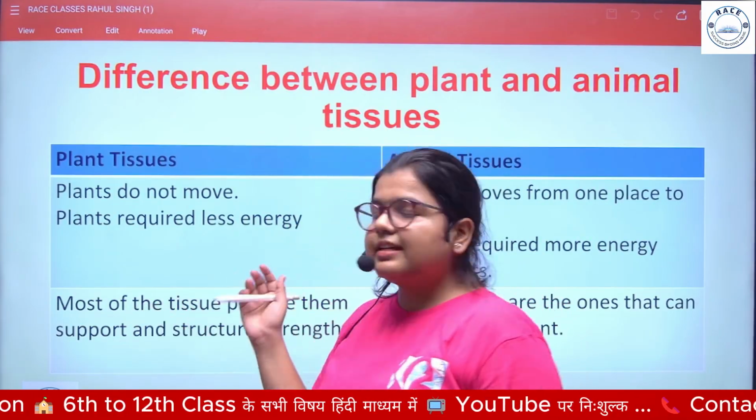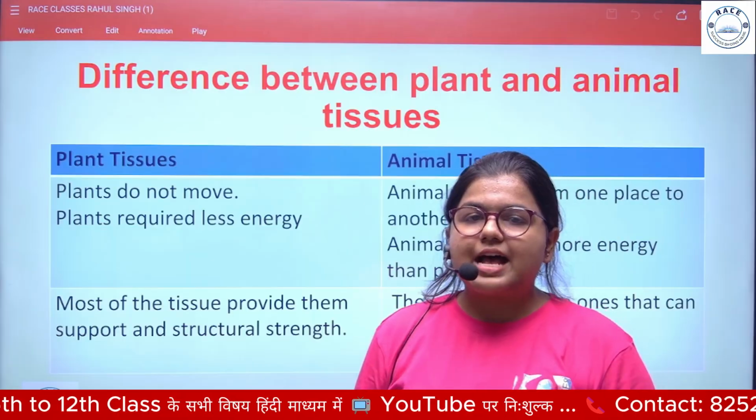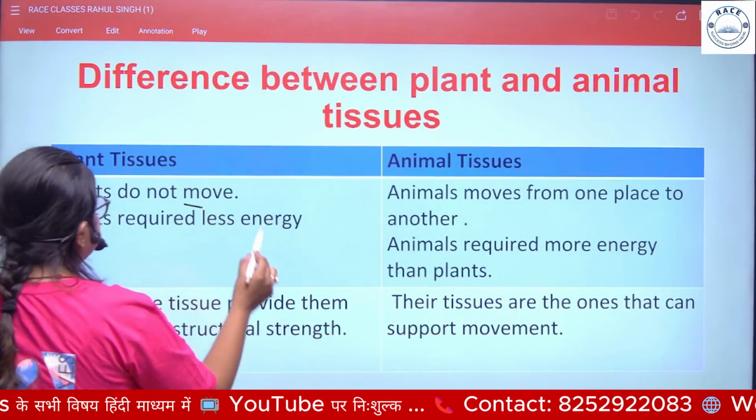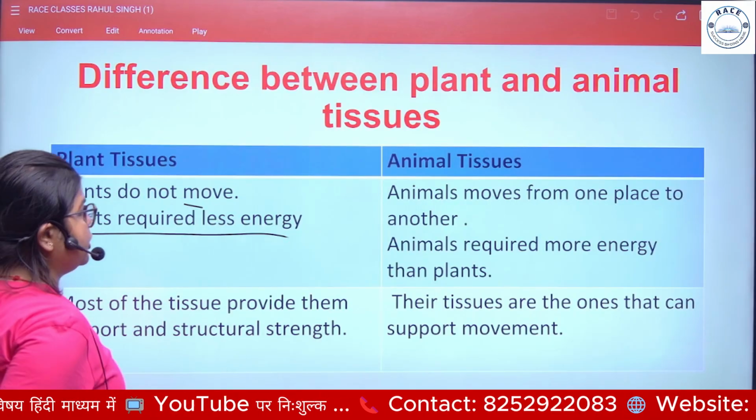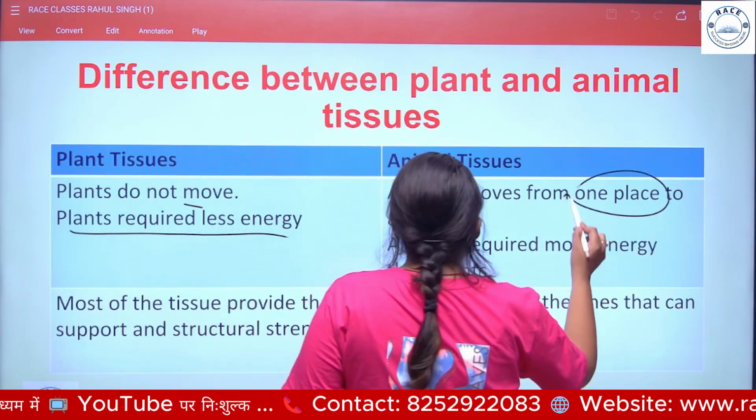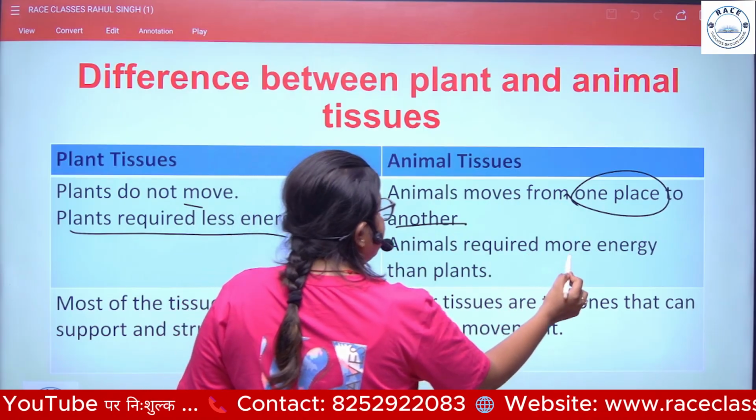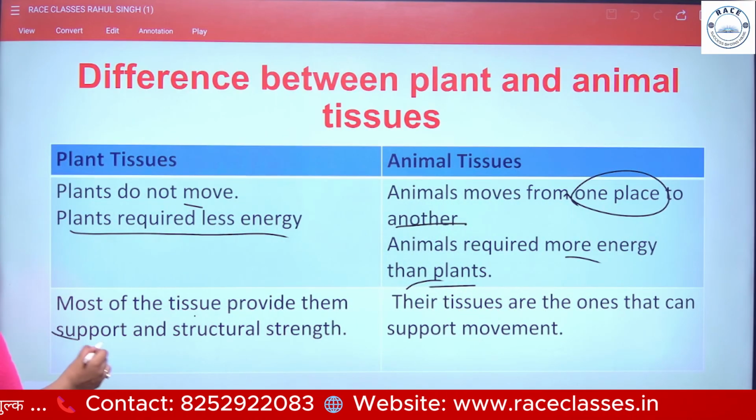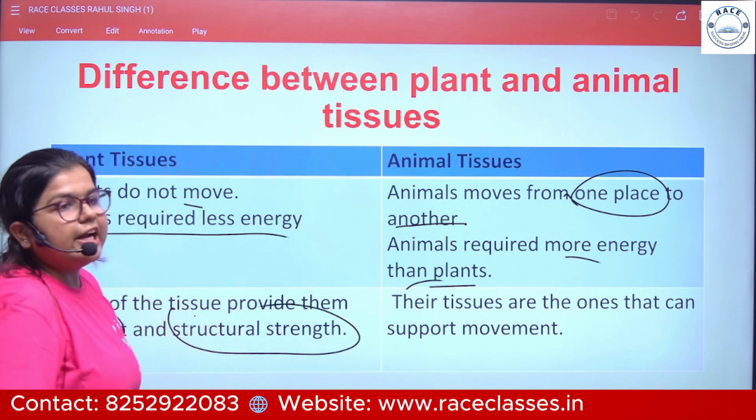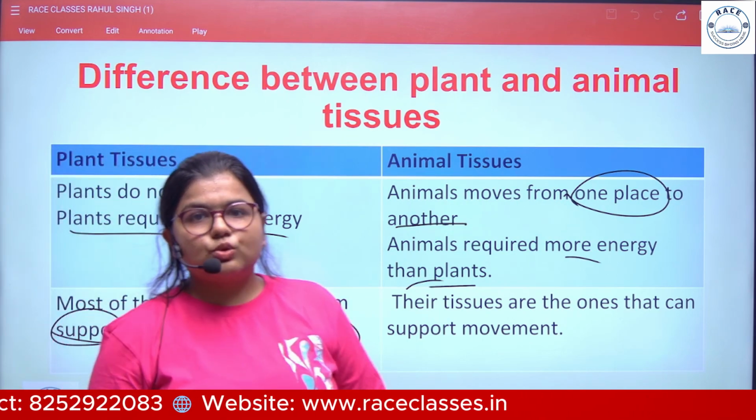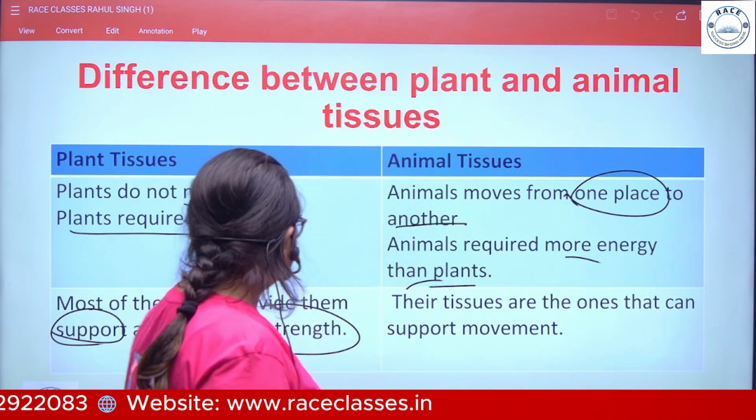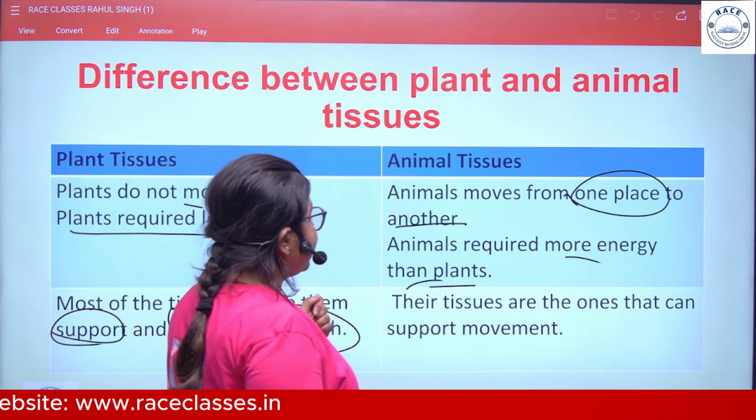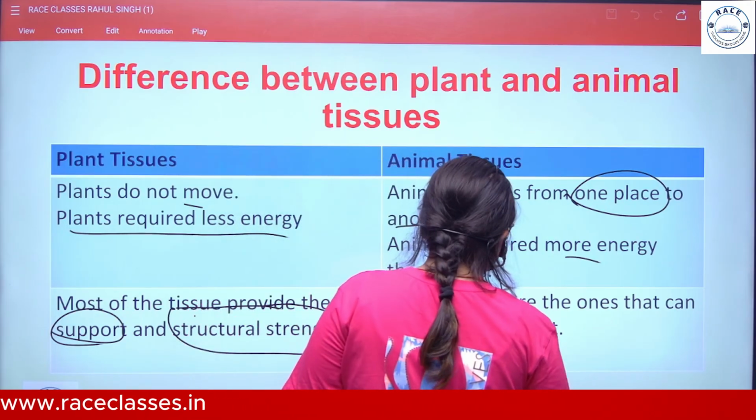So that is the reason they require very less energy as compared to animals. So plants do not move, require less energy. Animals move from one place to another. They require more energy than plants. Most of the tissue provide them support and structural strength. In order for the plants to remain at one place, a lot of structural strength is required. But when we talk about animal tissues, they are the ones that can support movement.